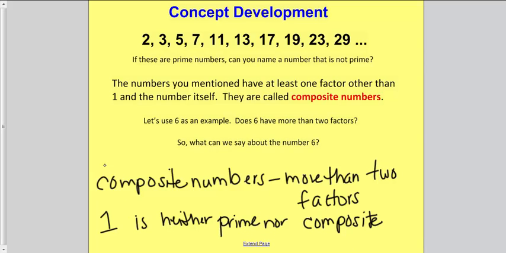The only number that you can multiply together to equal 1 is 1 times 1. Well, that's only 1 factor. So it can't be prime because it doesn't have exactly 2 factors, and it can't be composite because it has more than 2. So 1 is neither prime nor composite.